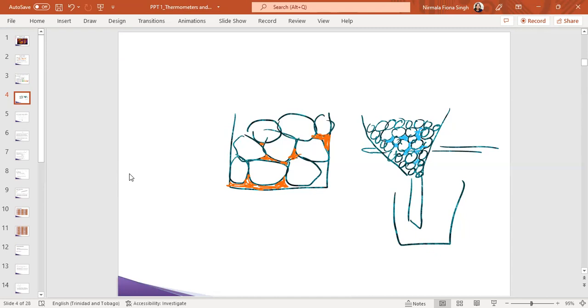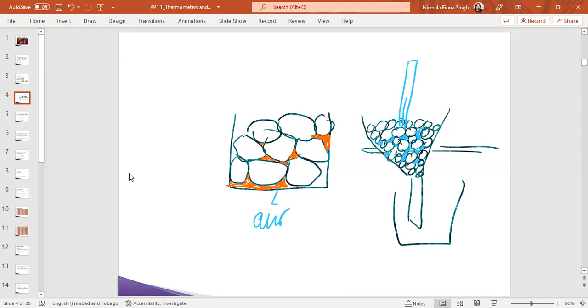So it doesn't matter where you put your thermometer, it is not going to be hitting air spaces like here. Where you put your thermometer in here, because it's crushed ice, your thermometer is easily going to go in, right? And you'll be able to record the temperature of your ice.